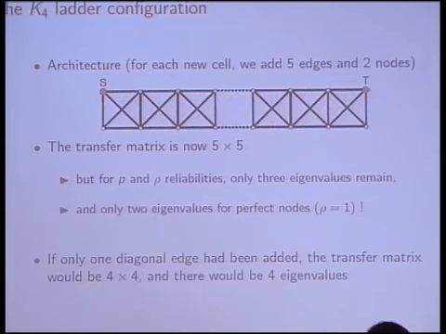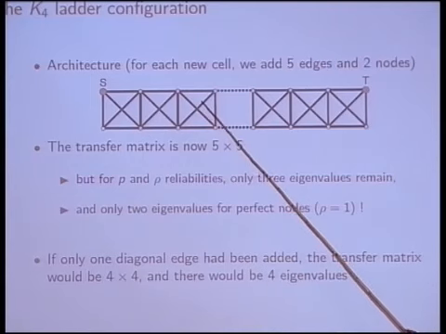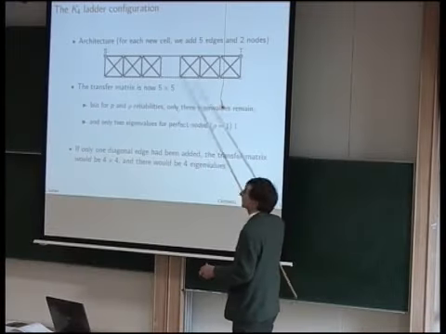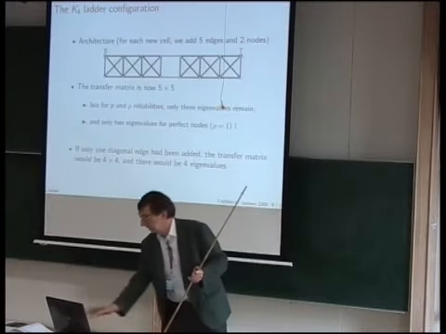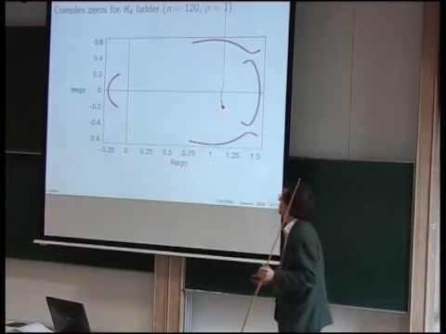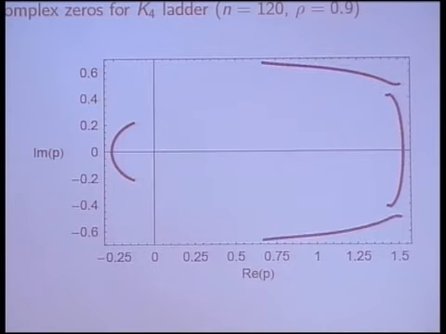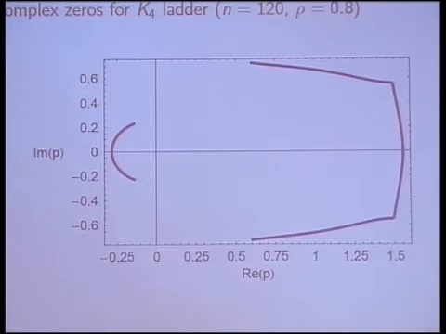Okay, so now I would like to add also that if you had only added one diagonal, the transfer matrix would be 4 by 4, and there would still be 4 eigenvalues. So it depends on the symmetries of this structure. And now another quick animation, and you see what's happening here for perfect nodes.